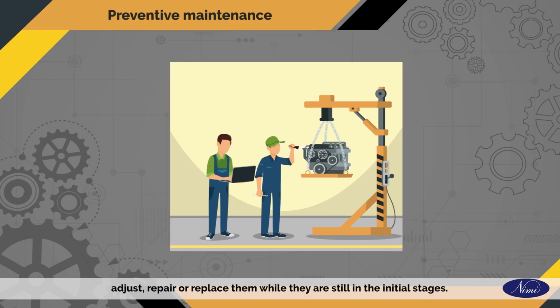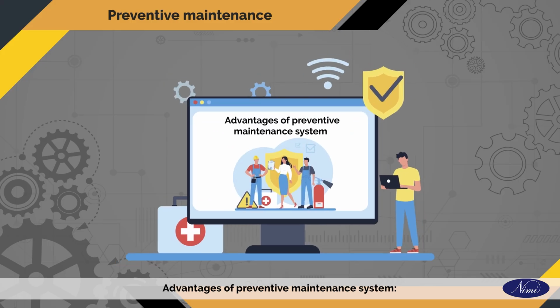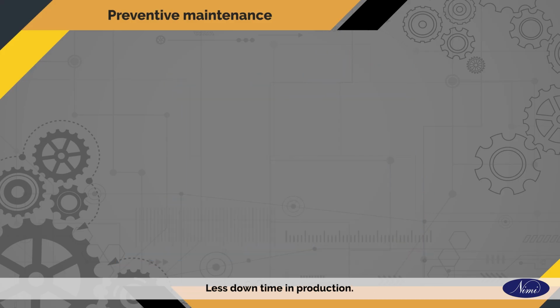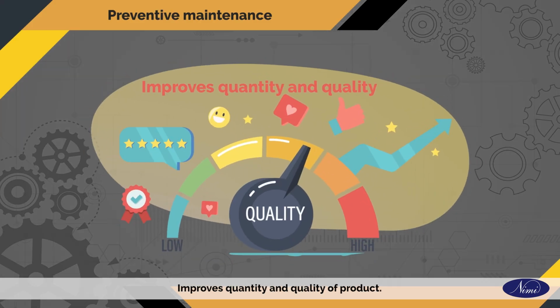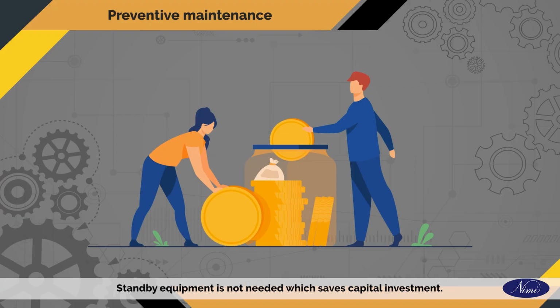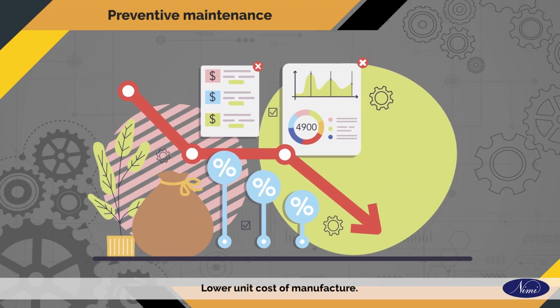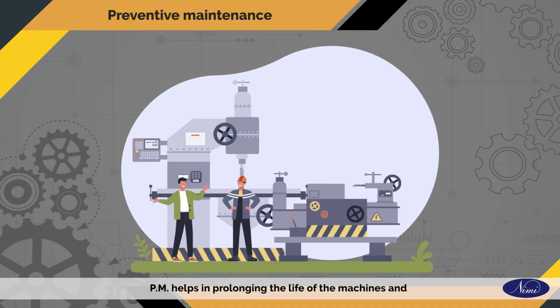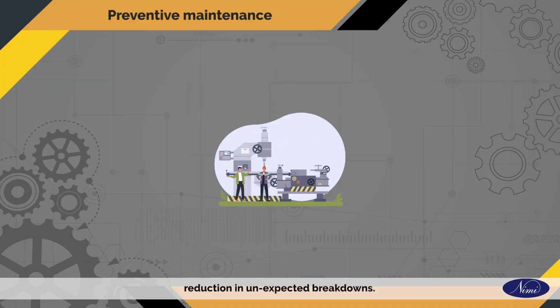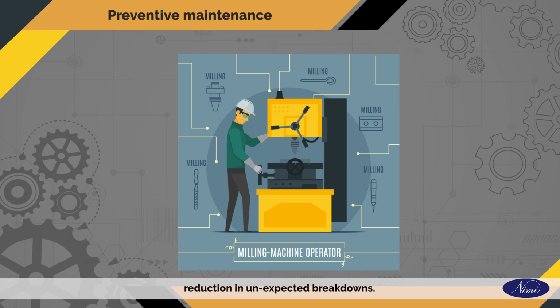in the initial stages. Advantages of preventive maintenance system: less downtime in production, improves quantity and quality of product, standby equipment is not needed, which saves capital investment, lower unit cost of manufacture, reduces major and repetitive repairs of machines. PM helps in prolonging the life of the machines and reduction in unexpected breakdowns.